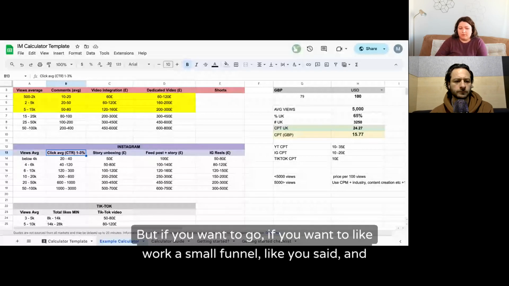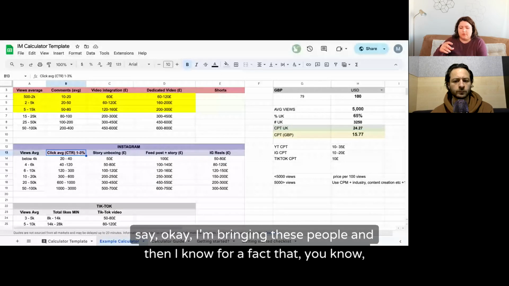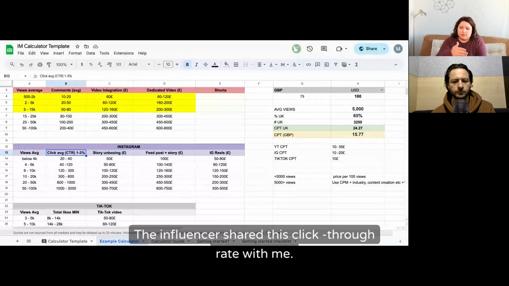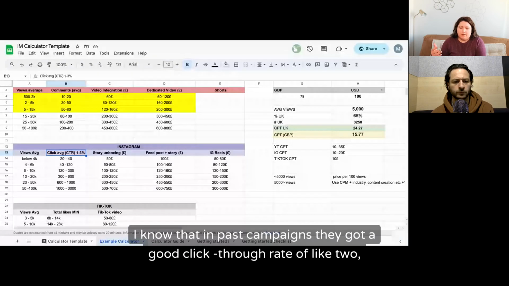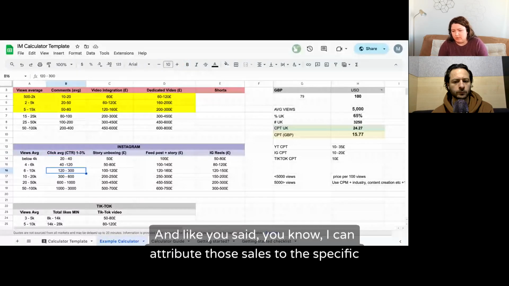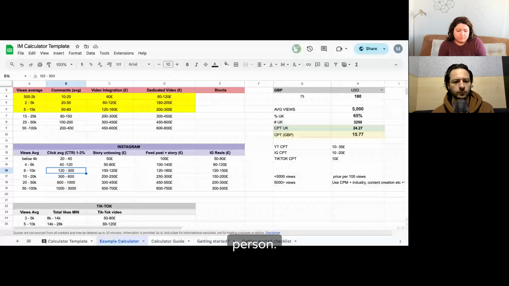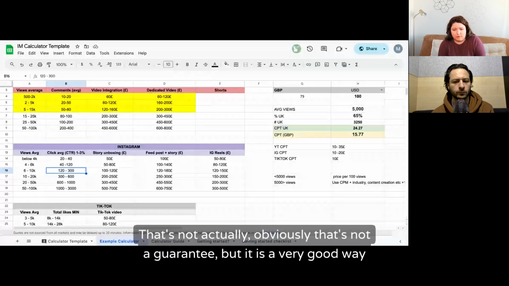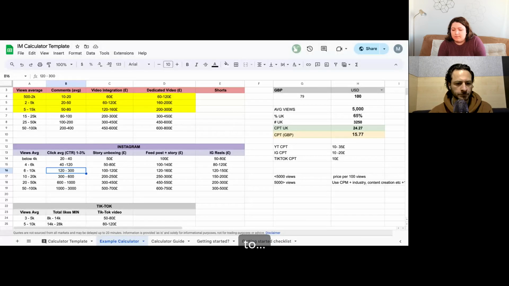But if you want to work a small funnel, like you said, and say, okay, I'm bringing these people, and I know for a fact that the influencer shared this click-through rate with me, that in past campaigns they got a good click-through rate of around 2%. I know that if I get this many views, I get this many people on my website. And like you said, I can attribute those sales to the specific person. Obviously that's not a guarantee.